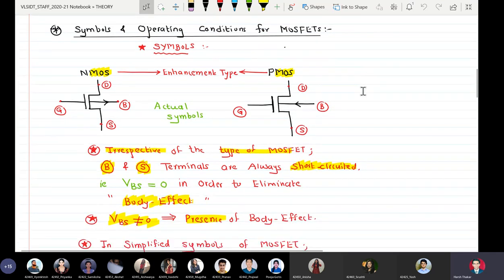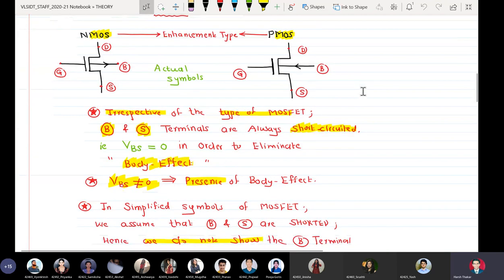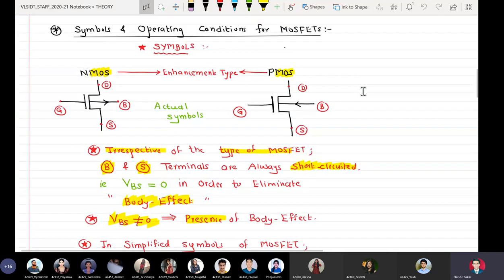As far as these two symbols in front of us are concerned, we know that there is only one difference between the symbols for NMOS and PMOS, that is the direction of the arrow. So usually the arrow direction confuses a student. So we went on to another set of symbols which clearly discriminates between the two devices.